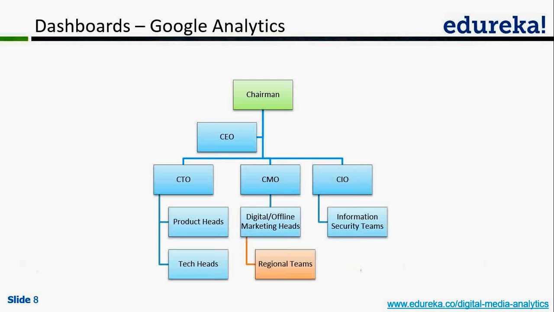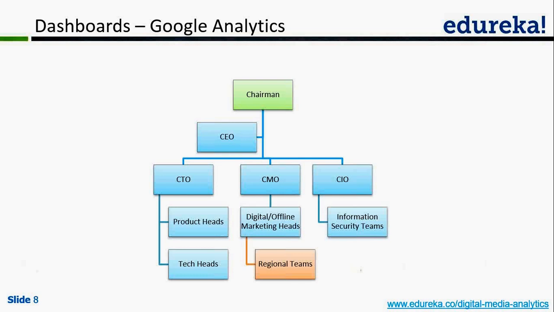Then we come to the CTO. The CTO needs to have in-depth knowledge about technical aspects. He may not be interested in what's happening in marketing, but he will definitely be interested in the website downtime, the performance benchmarks, the load time of the website, and a lot of other technical things. Accordingly, the CTO will have some product heads and a tech team under him, which will also be interested in the performance of the website, of the portal, the technical side of things.